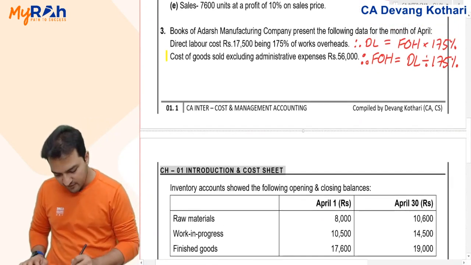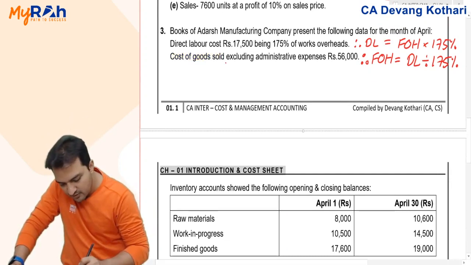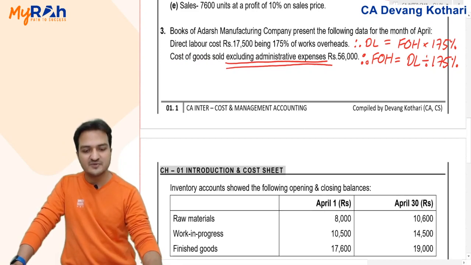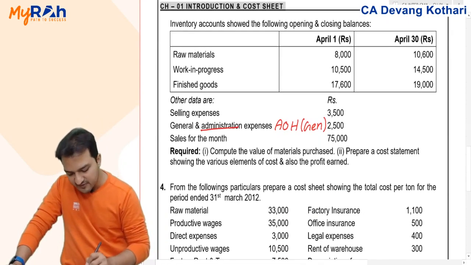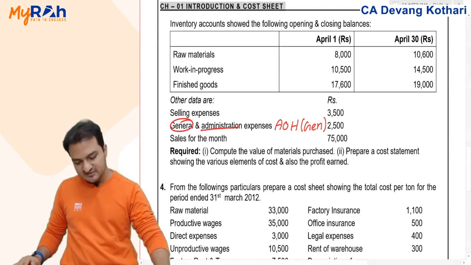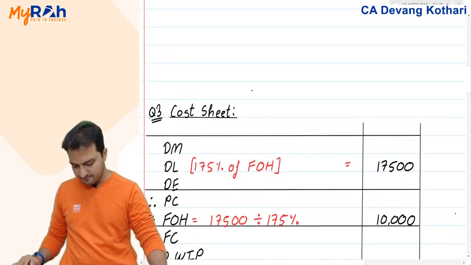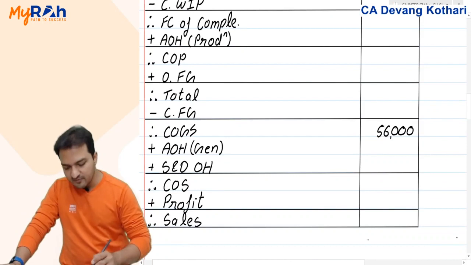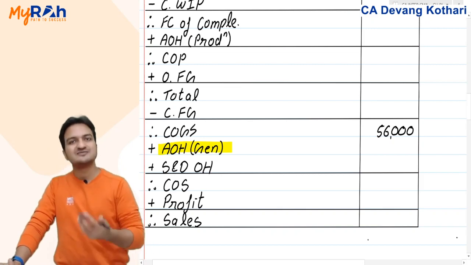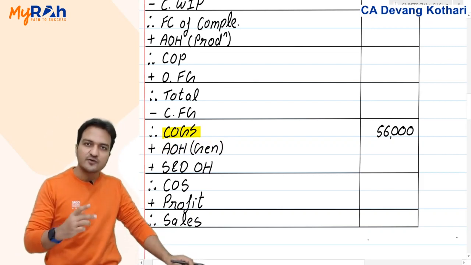The COGS that they gave over here, it said it is cost of goods sold. The wording says that this is cost of goods sold excluding admin expenses. Why have they given these words, excluding admin expense? Well, because now you see here that admin expense is a general admin. Now, if the admin overheads is general admin overheads, then as per my format, you remember, general admin will anyways come after COGS. So COGS does not include that admin overheads because admin comes after the COGS.